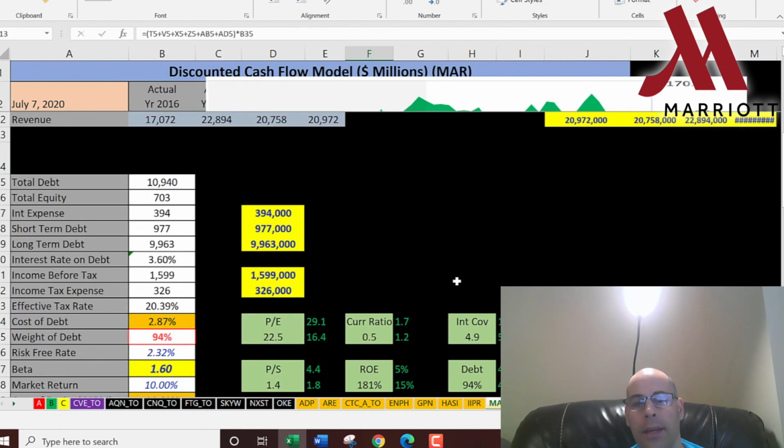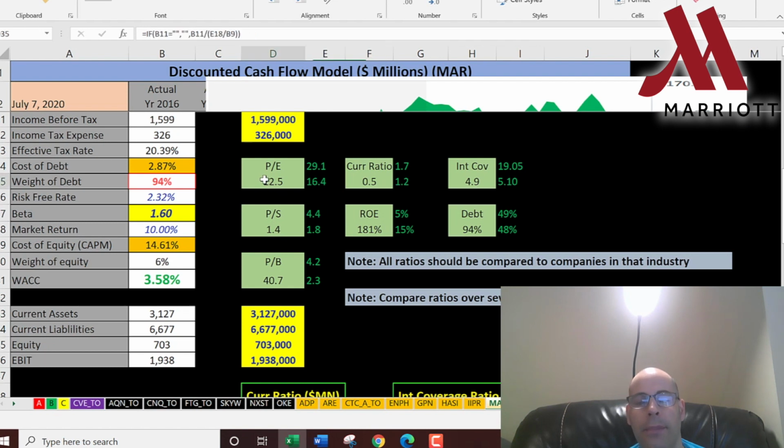Let's look at their financial ratios. They have a PE of 22.5, that's price of stock over earnings per share. That's a bit high. They have a price to sales ratio of 1.4, that's price of stock over sales per share. That's a good ratio. Their price to book is terrible at 40.7, that's price of stock over book value per share.